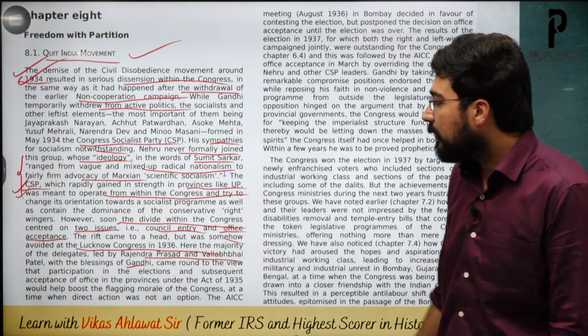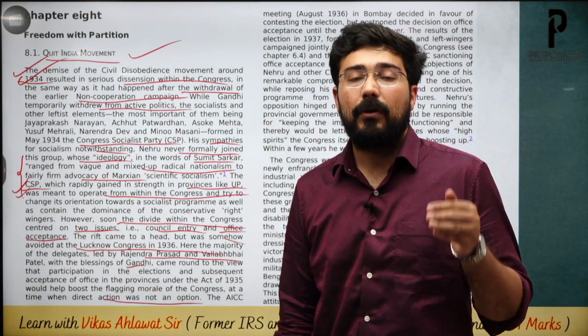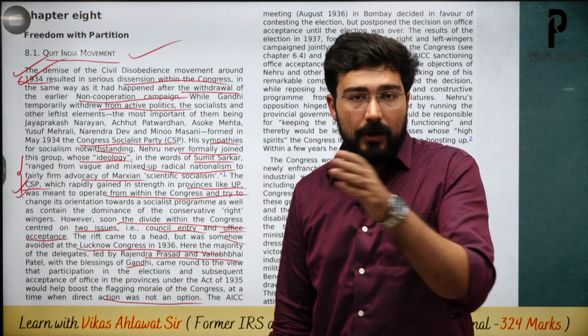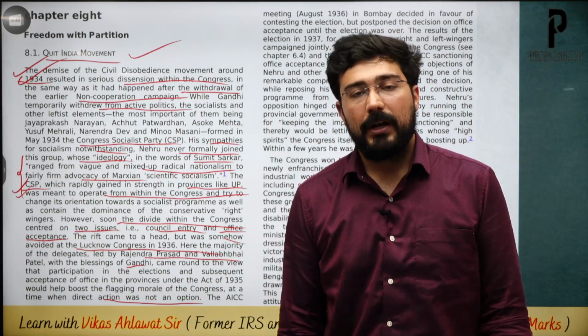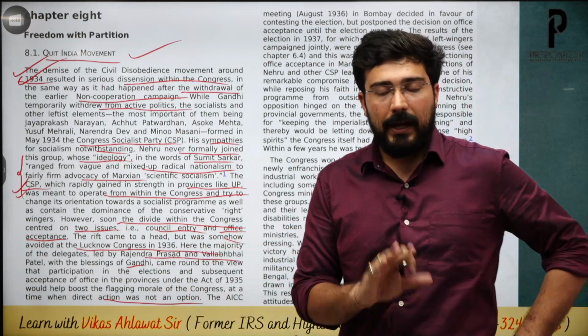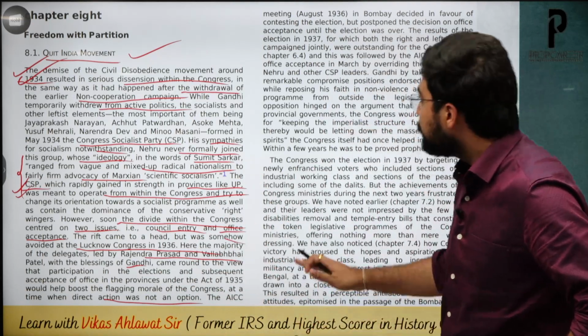That is why direct action was not an option. Congress did not have the immediate strength to bear upon the British and get independence. That's why in 1935, as per the Act, they wanted to participate in the elections. Let us try to understand now.